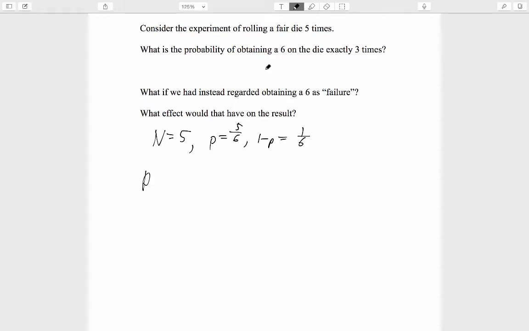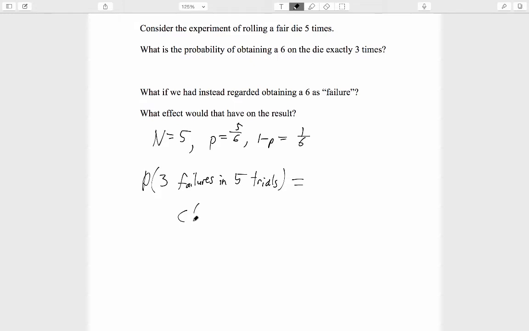But now, the event obtaining a 6 exactly 3 times is now 3 failures in 5 attempts. 3 failures because we're still talking about obtaining a 6. If obtaining a 6 is a success, then our event is 3 successes in 5 trials. If obtaining a 6 is a failure, then our event is 3 failures in 5 trials. But now what happens when we apply the formula?